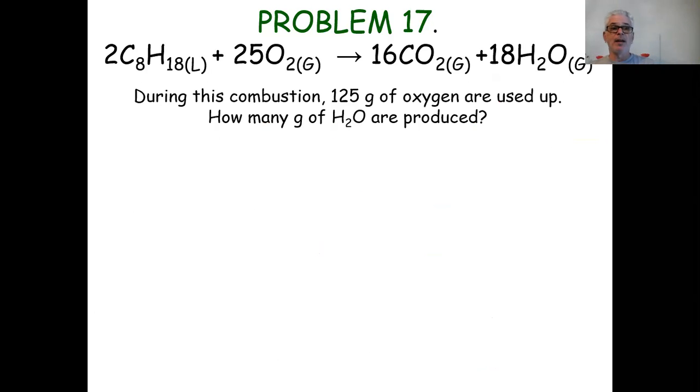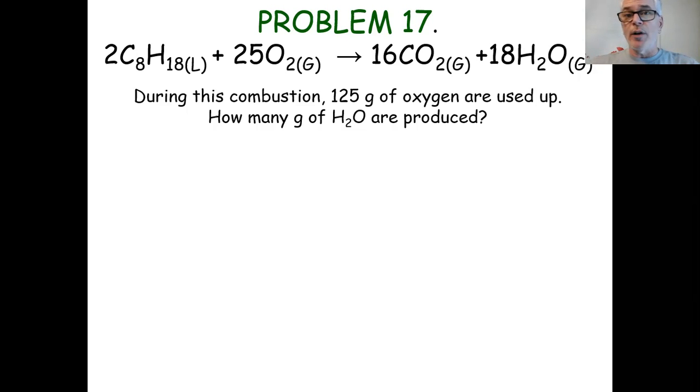Here's another problem. This stuff is called octane. Octane is gasoline, C8H18. That's what you put in a car. The balanced chemical equation is given. It's in a 2 to 25 to 16 to 18 ratio. And it says during this combustion, 125 grams of oxygen are used up.